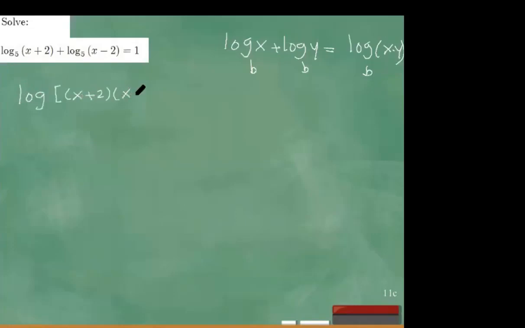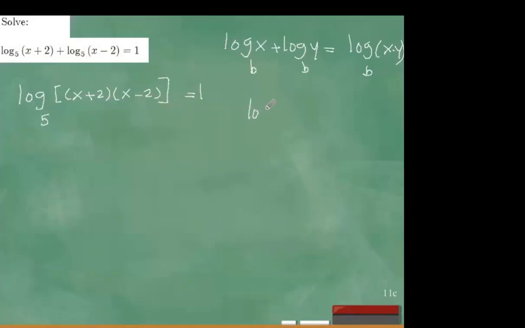Here we're going to solve for x. Step number 1 is to combine the log on the left-hand side. We call that log of x plus log of y is equal to log of x times y with the same base b. Here the base is 5. I will write this as log of x plus 2 times x minus 2 is equal to 1, and my base is 5.